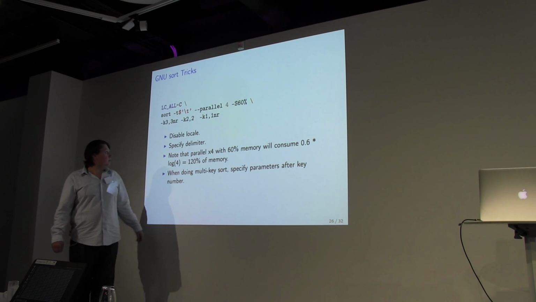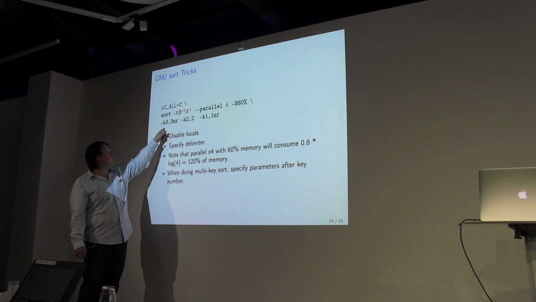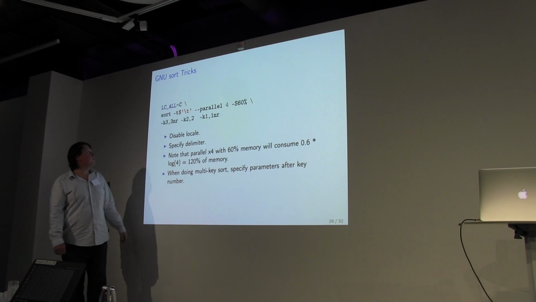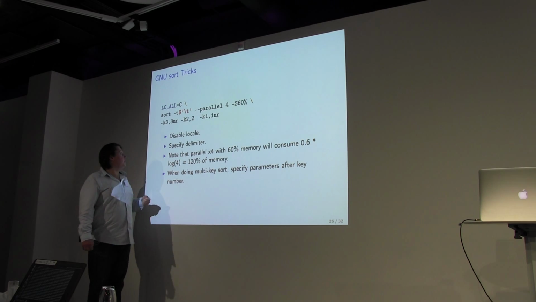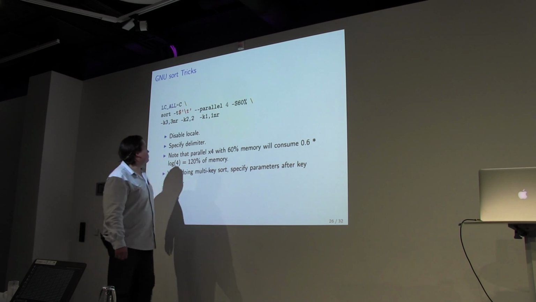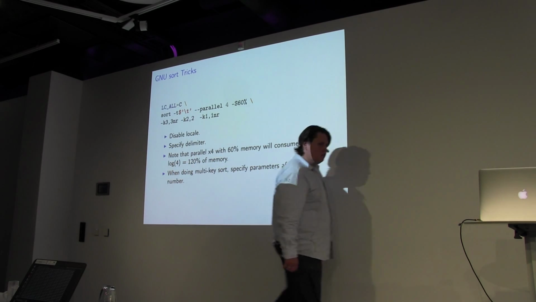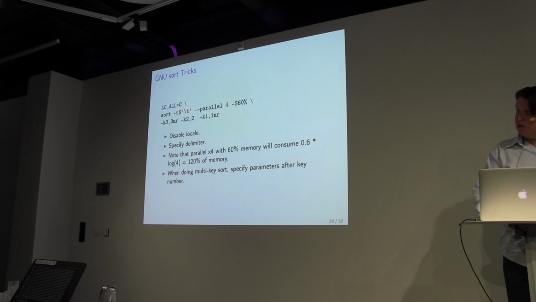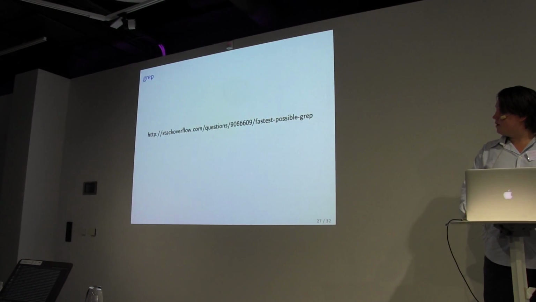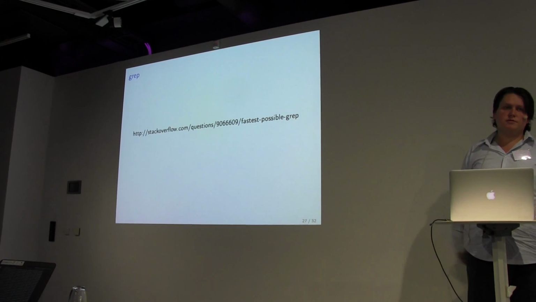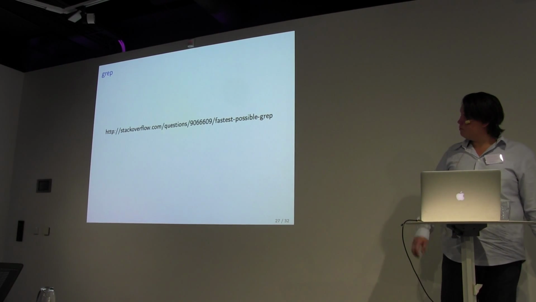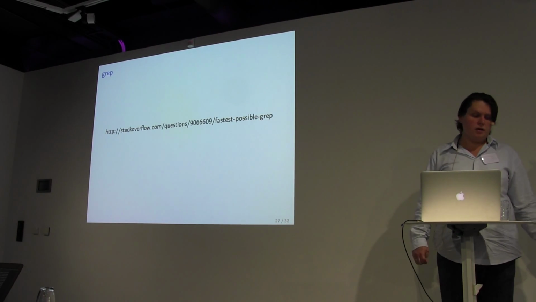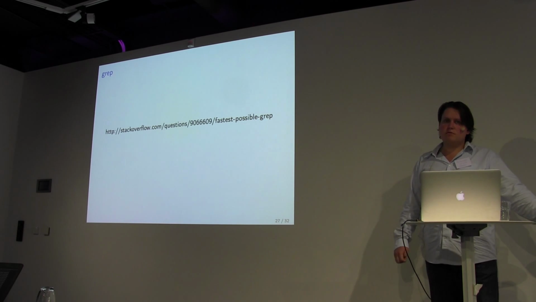And well, I spent quite some time to understand how to configure the sorting order and sorting parameters of arguments on columns. It appeared that you have to put the flags at the very end of the key. Well, as for grep, this question on Stack Overflow has very interesting details on how to optimize it. The most basic is, again, disable the locale and use fixed arguments. Don't use regular expressions.